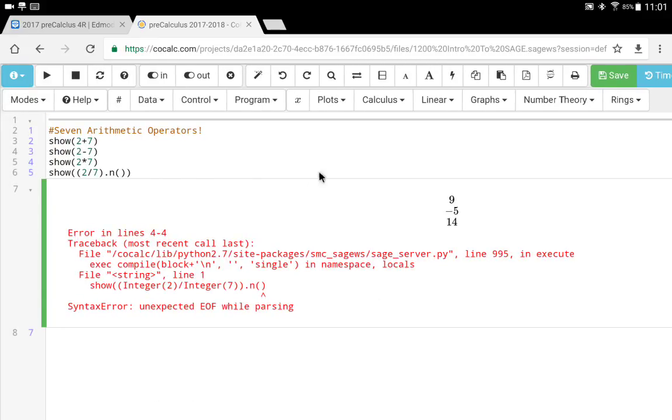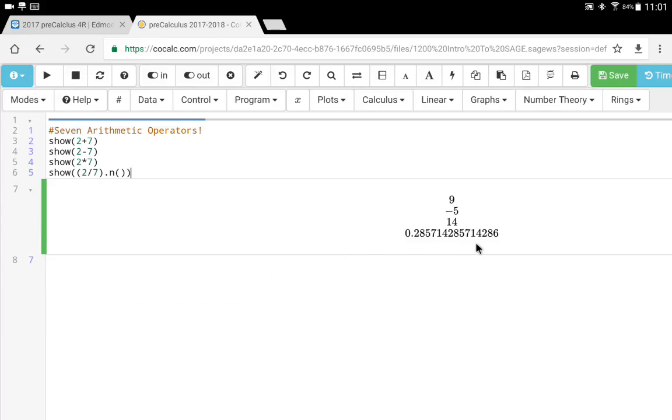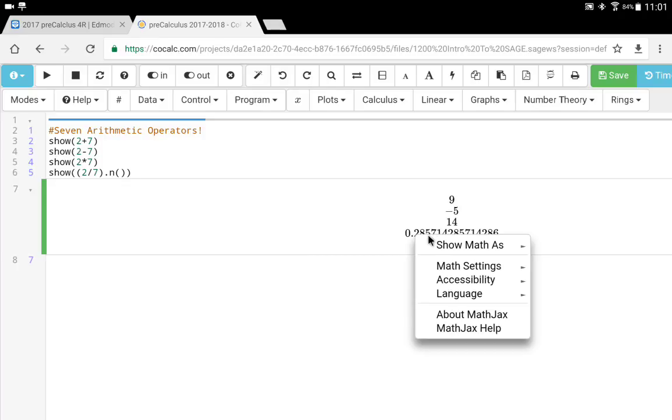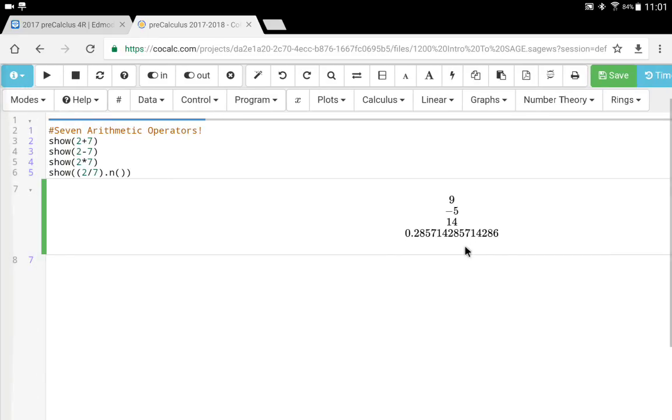There you go. Okay, make it a little bigger. And run it. And you get, there you go. Now notice 2/7 is a special repeating decimal in that it repeats. It repeats 285714, 285714, right? Just like 1/7 is a repeating decimal.